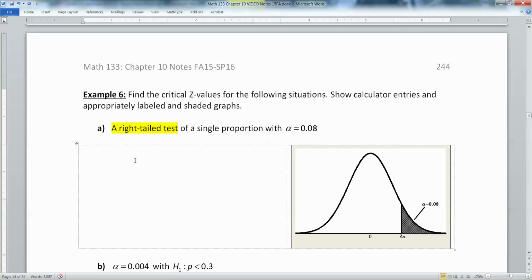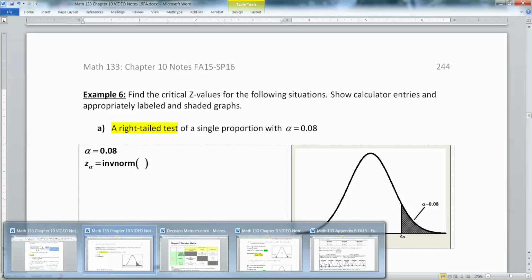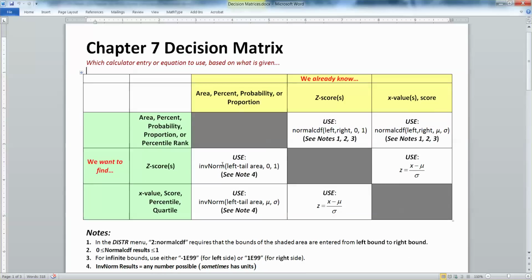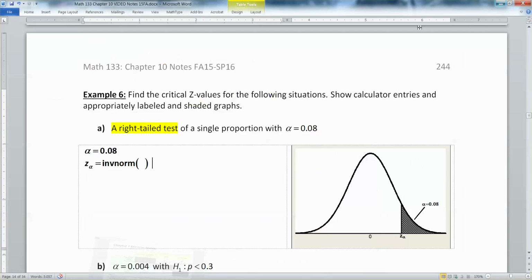Okay, so we need to be able to find this with inverse norm. Let me type that up. Now, inverse norm. We haven't used that in a while. Let's look back to chapter 7. When we want to use inverse norm, and we're looking for the z-score in particular, you need the left tail area, and mean 0 and standard deviation 1. Okay, so I know what the right tail area is. The right tail is 0.08.